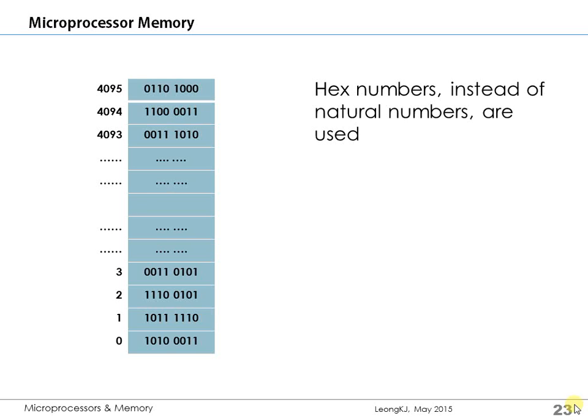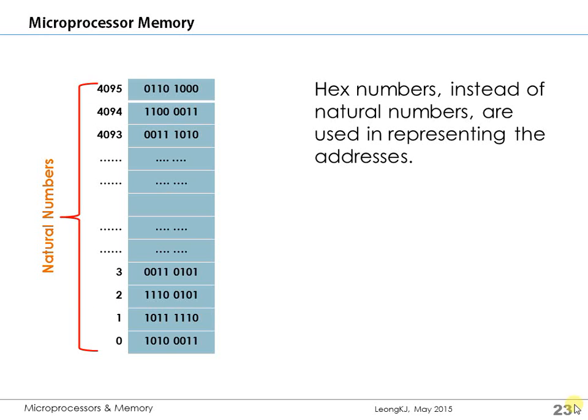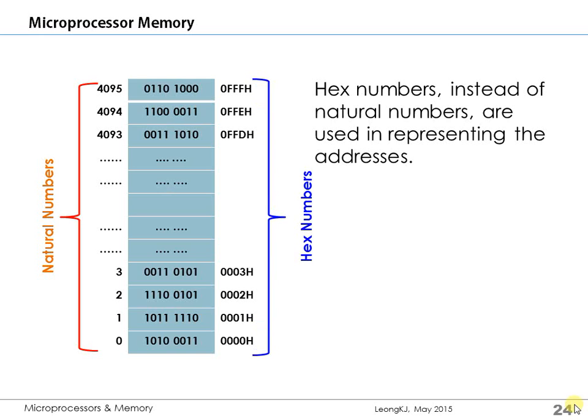Hex numbers instead of natural numbers are used in representing the addresses. These are natural numbers, and these are the hex equivalents.